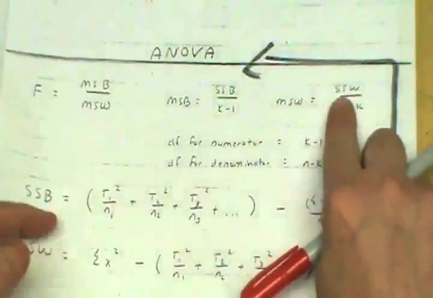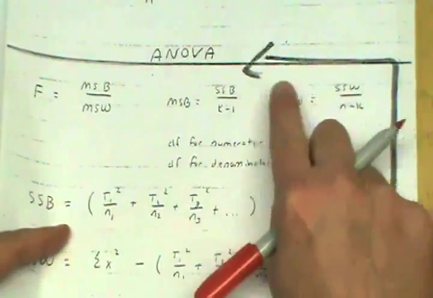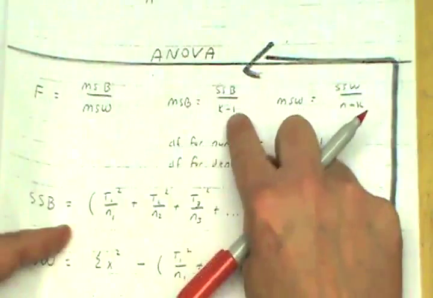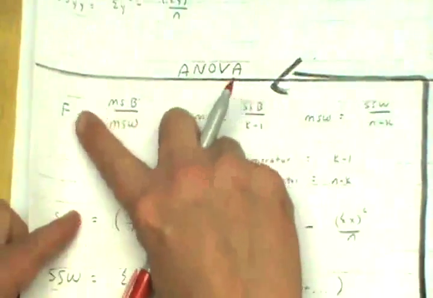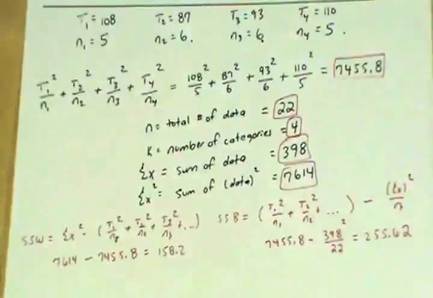Now we're going to jump up to MSW, which is SSW divided by n minus k, and then we're going to jump over to MSB, which is SSB divided by k minus 1, and then finally we're going to find F, which is the division of these two answers. We're going to follow those.